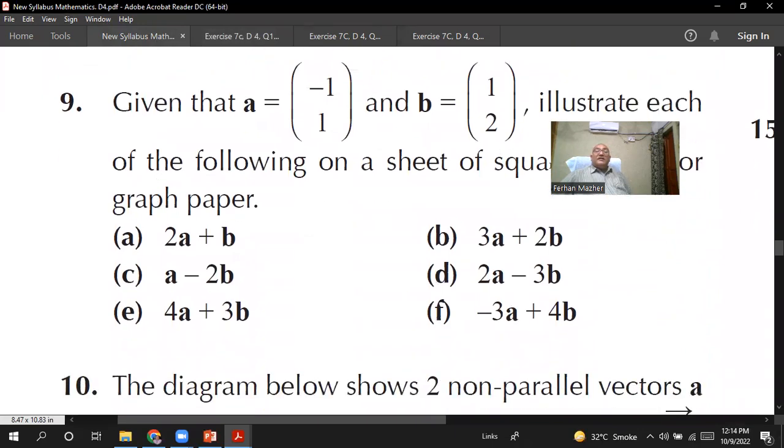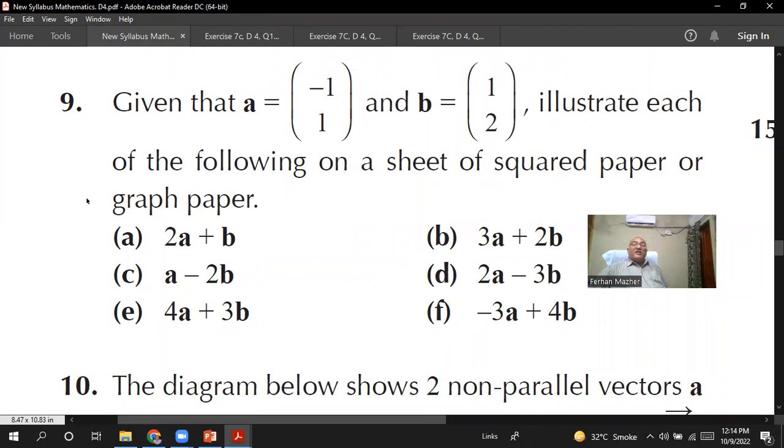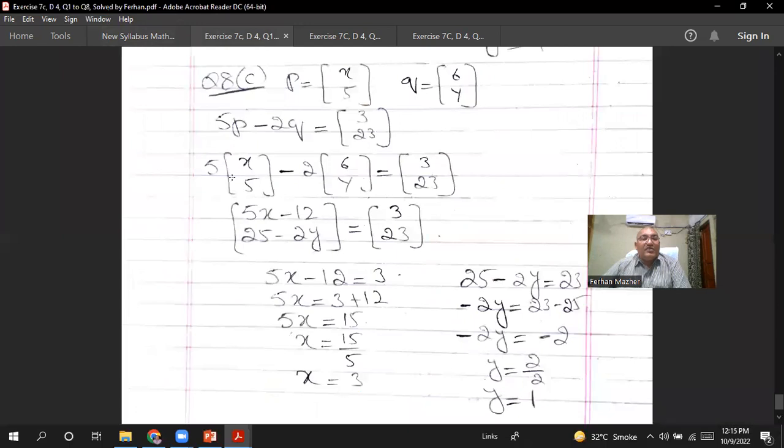He says, illustrate each of the following on a sheet of squared paper or graph paper. Here the column vector A is represented as (-1, 1), and B is represented as (1, 2). The first one they ask is 2A plus B. Question number 9.